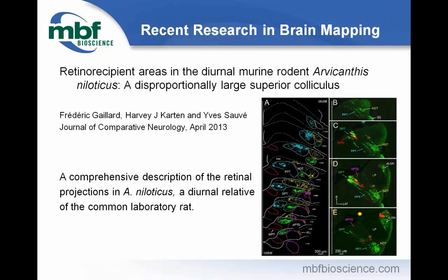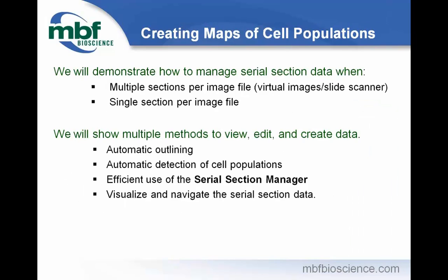Dr. Carton has, and I'm pleased to show you what we've changed in Neurolucida to make brain mapping and many other aspects of using Neurolucida and Stereo Investigator better in version 11. So today we're going to create maps of cell populations. We're going to demonstrate how to manage serial section data when you have multiple sections per image file.